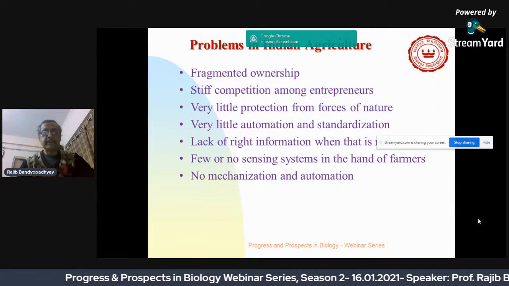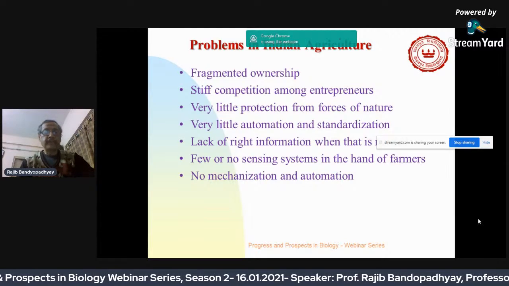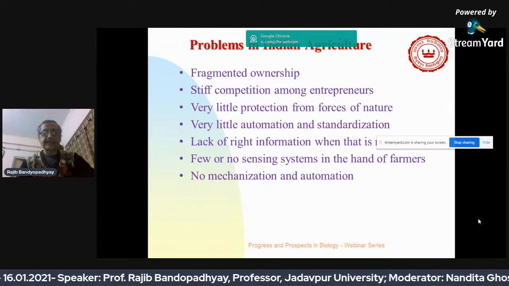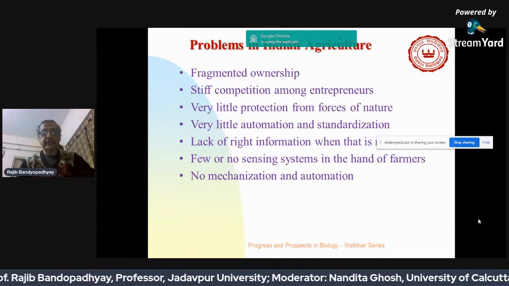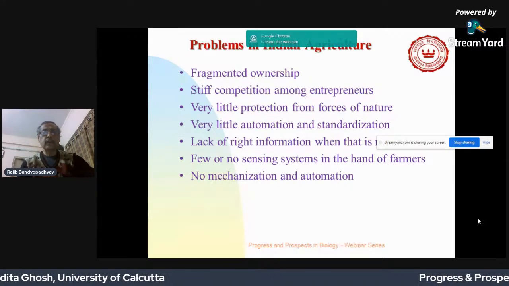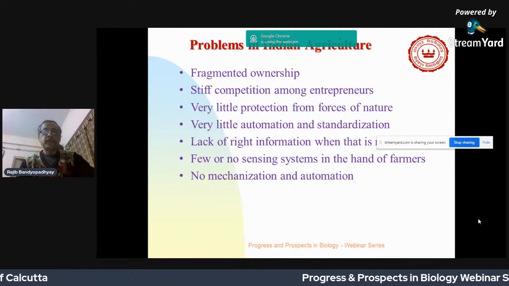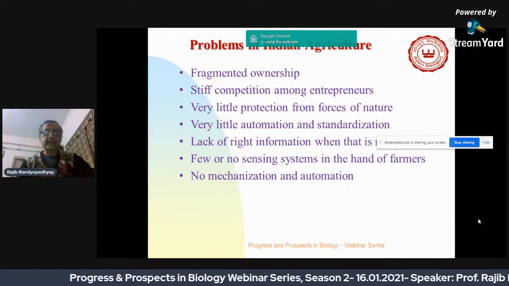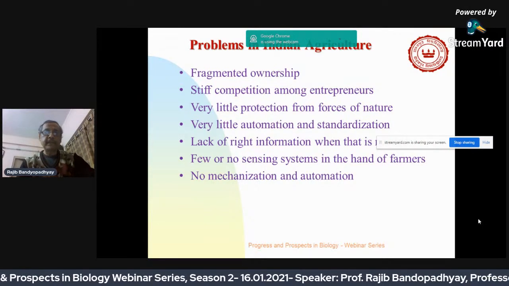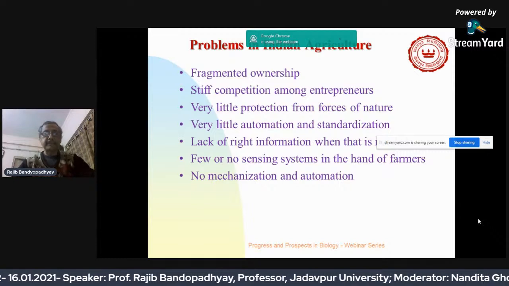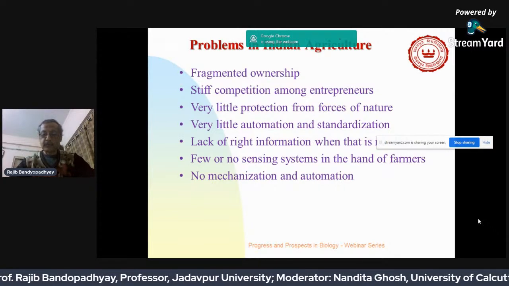unskilled or skilled labor, so they do not feel the urge to employ these techniques, but these are necessary for maintaining quality. Lack of the right information, for which computer systems or mobile systems may be useful. There are some systems for that, but a lot more is required. Few or no sensing systems in the hands of farmers. There are only a few sensing systems, like the soil card, for measuring soil parameters, and for checking whether a particular plant is affected by pests or something like that. There's almost no mechanization and automation.